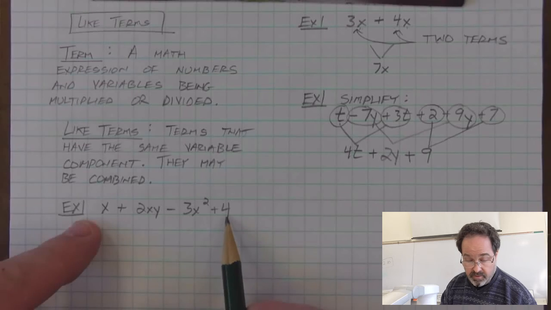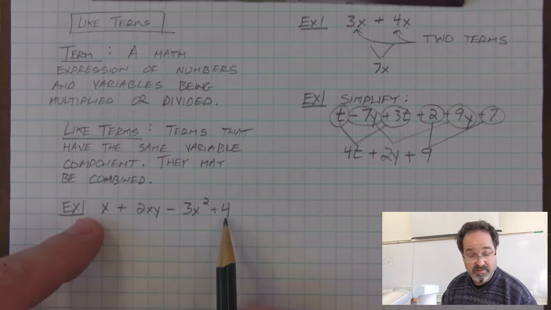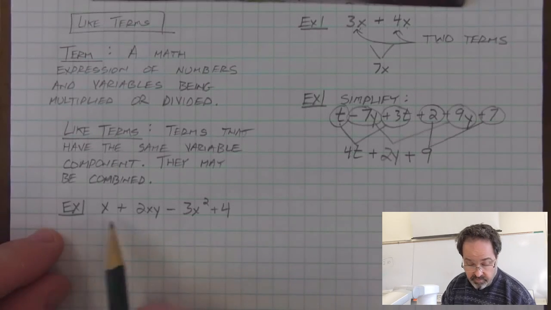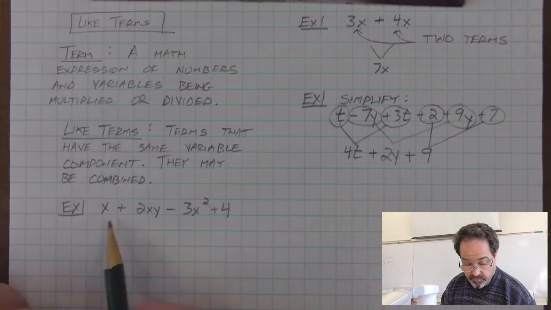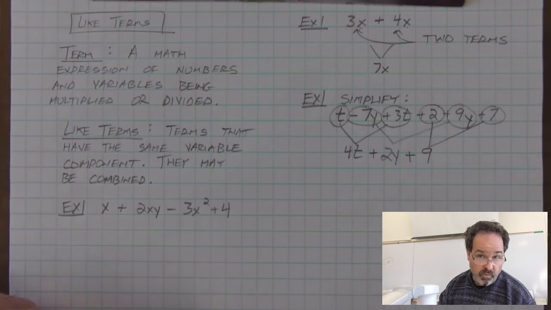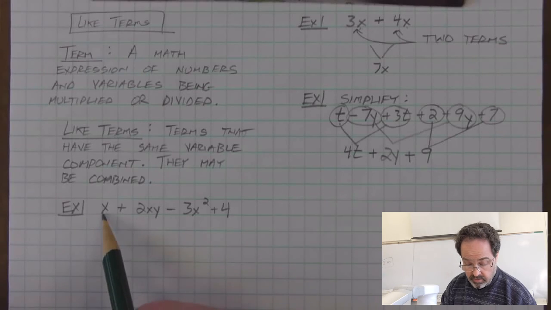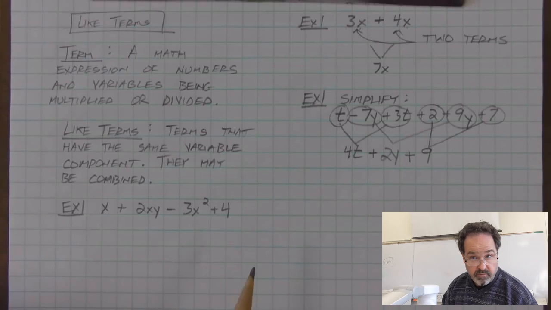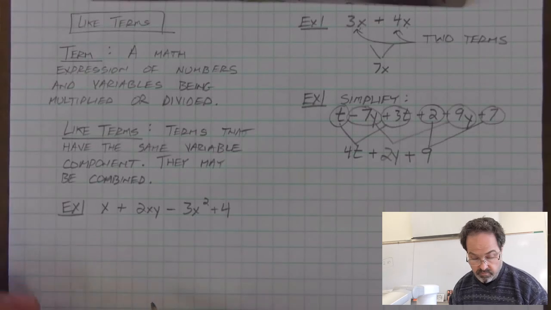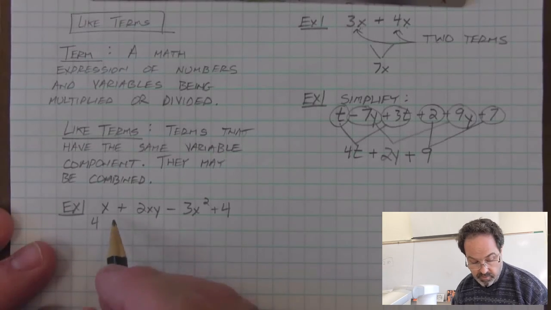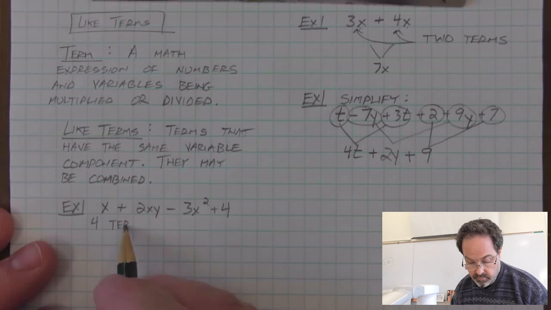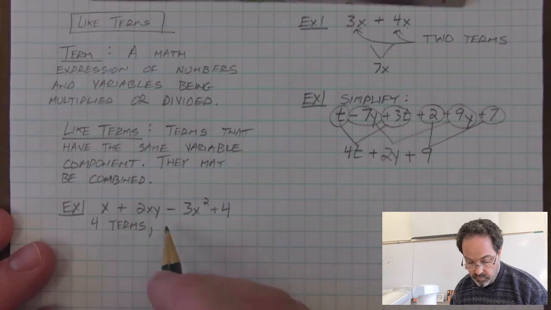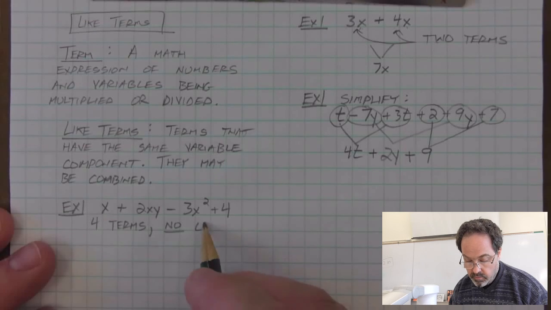This 4 is a term that has no variable. So its variable component is that it does not have a variable. We can't combine any of these terms. They all have a different variable component, even though x is being used in 3 of them. x is not being used in the same way, so none of these are like terms. Nothing can be combined. 4 terms, no like terms.